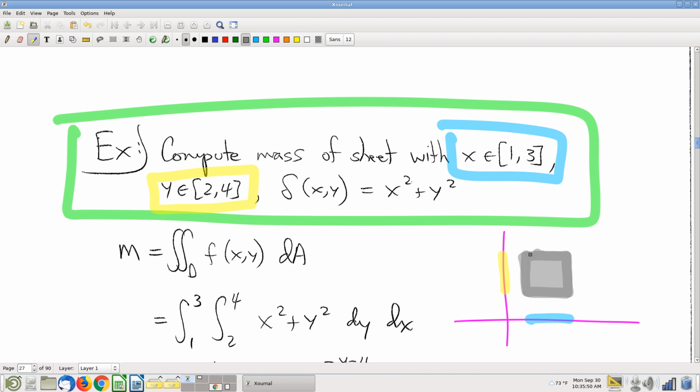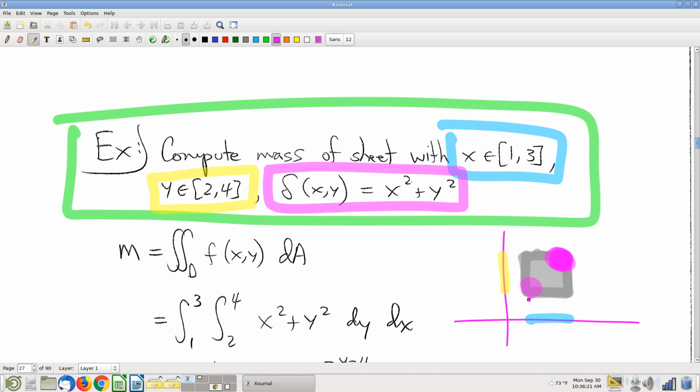So I want to compute the mass of that thing, where X ranges as indicated, Y ranges as indicated. Mass is distributed like this. So there are different densities at different locations. The further you are away, the more dense it is, and the closer you are, the less dense it is. So how do you compute the total mass of this thing?